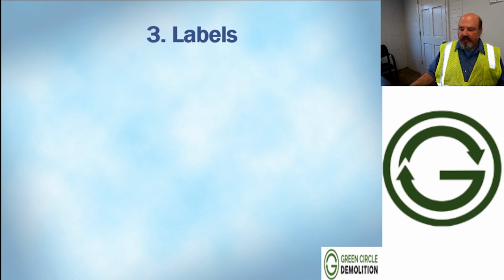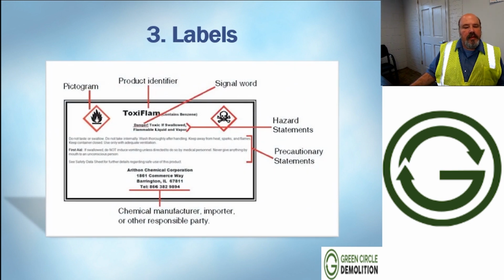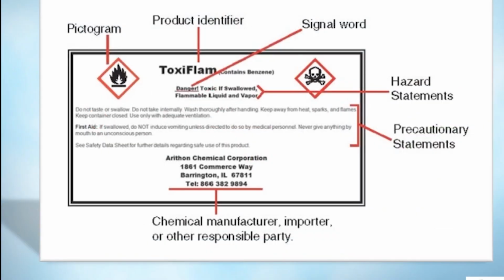Now let's talk about labels. Here's an example of a label. Let's see if I can enlarge this somewhat for you. There you go. It has a pictogram, a product identifier, which would be the name of it, a signal word, which would say danger, toxic, things like that, precautionary statements, and the chemical manufacturer, importer, or other responsible party. Now, these may not always look exactly like this, but it is required that they have this type of information on them.